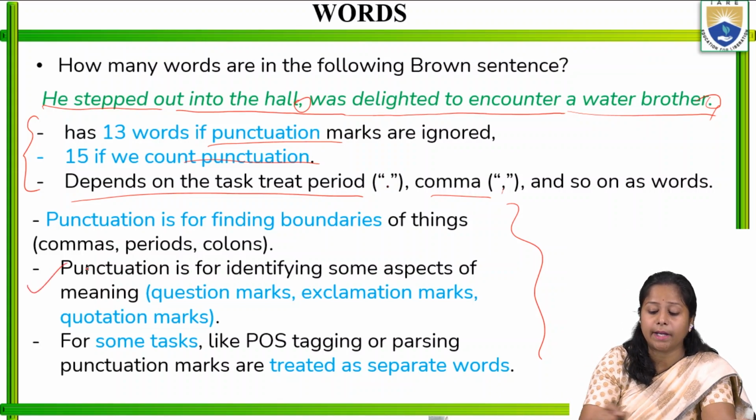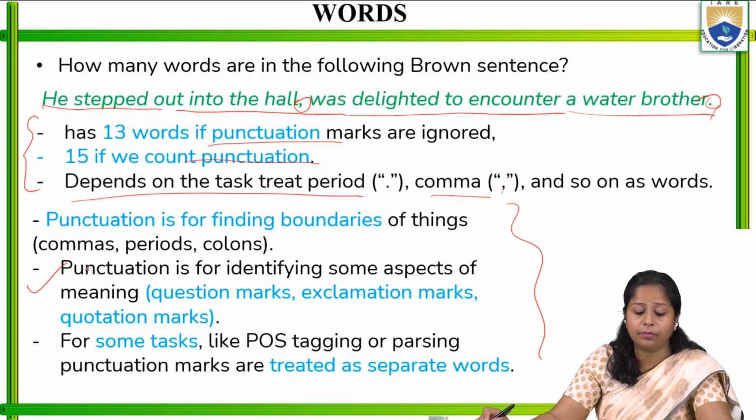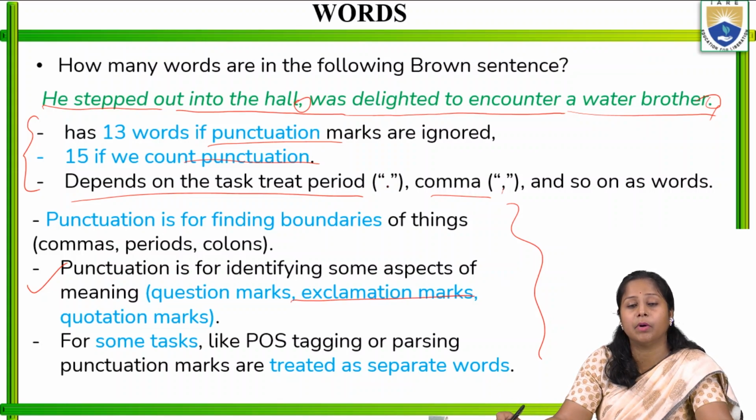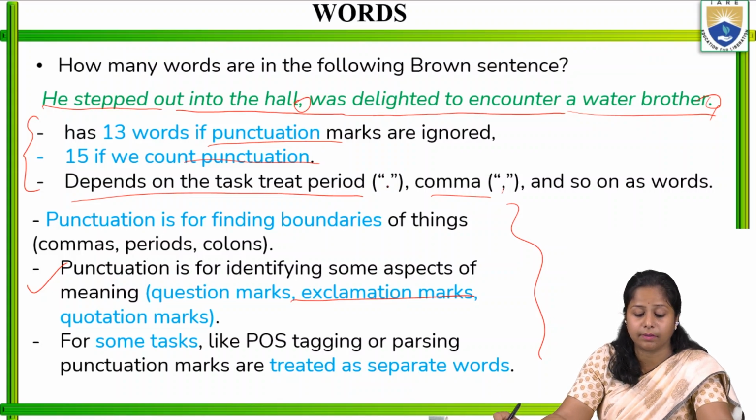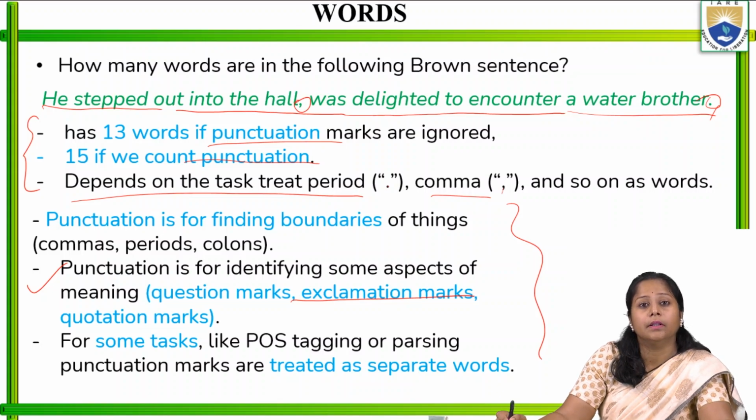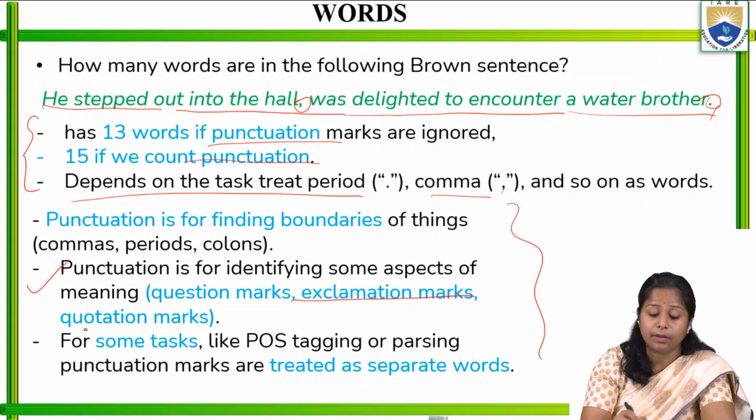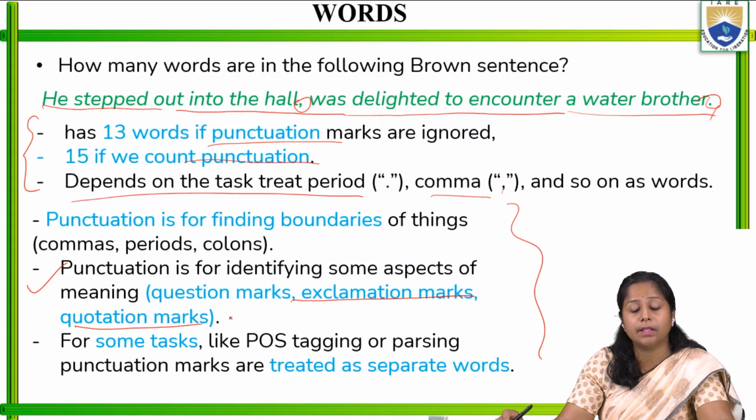Punctuation is also for identifying some aspects of meaning. If a question mark is there, we can decide it is a question and this sentence is related to a question. If there is an exclamation mark, we need to understand that it is about something, for example related to happiness, if some people have achieved something. And there are quotation marks, so those three things are there.